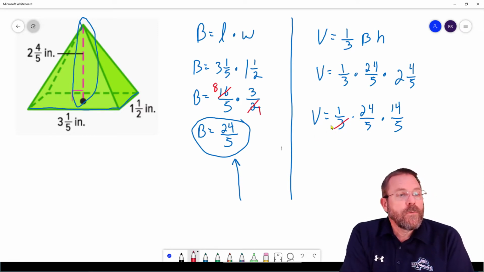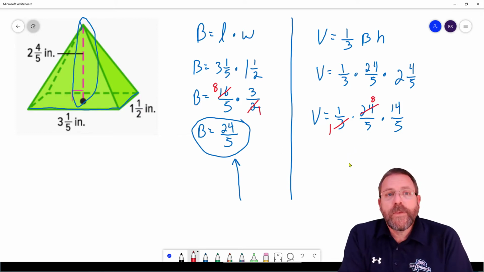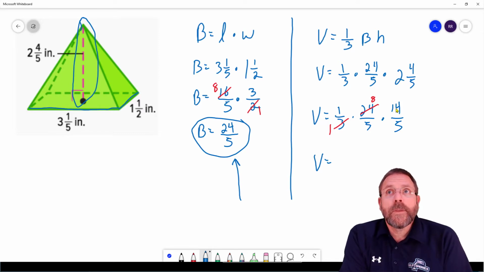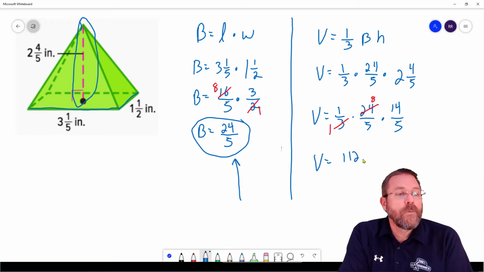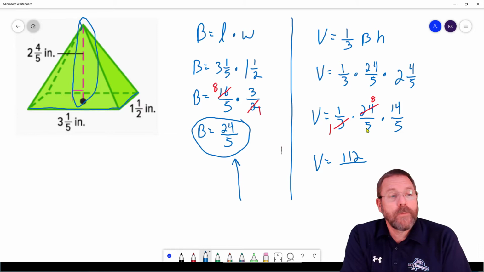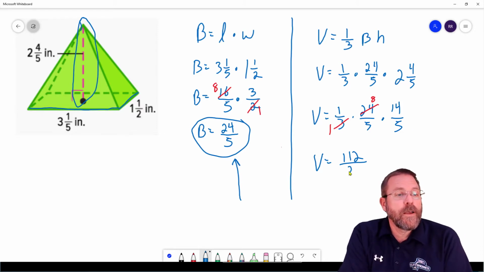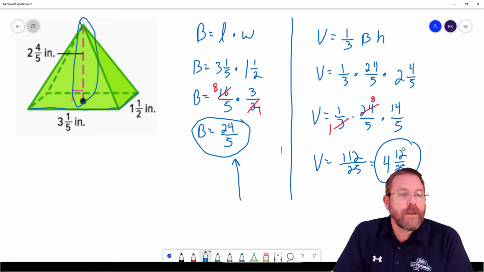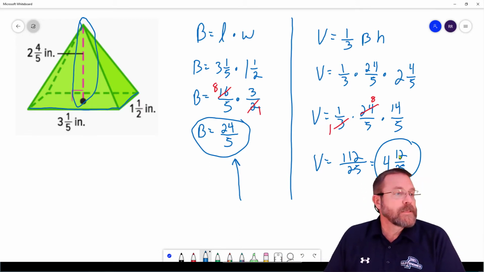And now comes some time to simplify things. I can say that 3 goes into 3 once, and 3 goes into 24 8 times. That's the only thing that's going to simplify here. So now my volume is equal to 1 times 8 is 8. 8 times 14, that's going to be 80, plus 32, which is going to mean 112, divided by 1 times 5 is 5, times 5 is 25, also known as 4 12/25. So the volume of that rectangular pyramid is going to be 4 12/25 cubic inches.